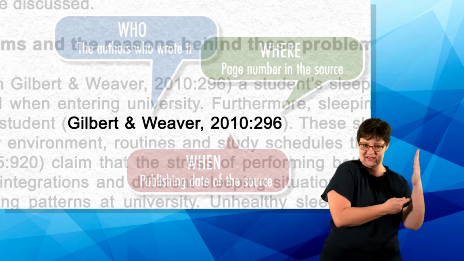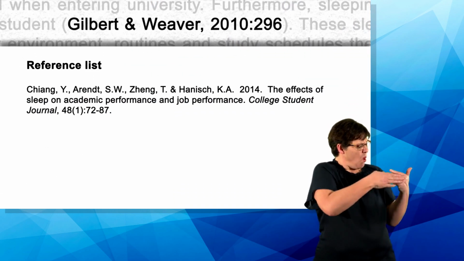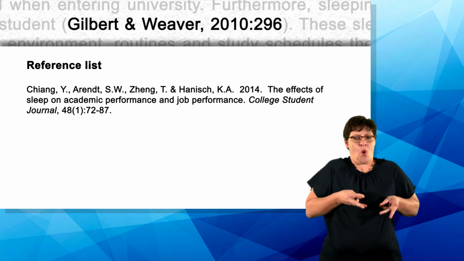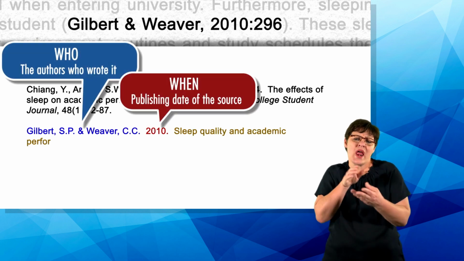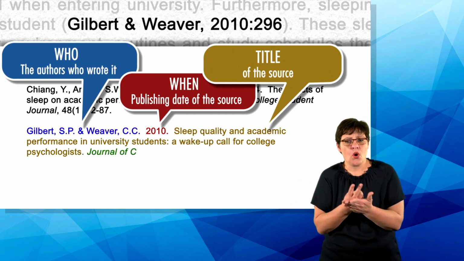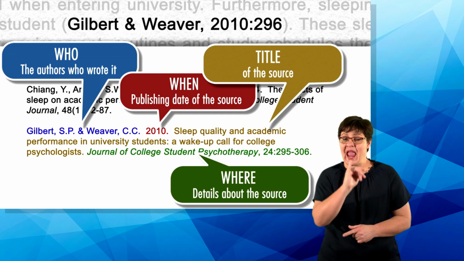The reference list has everything that a reader needs to be able to find a particular source. Each entry follows a certain pattern and will tell you more about who the author is, when the source was published, the title of the source, and details about where it was published. This helps with quality assurance and integrity.